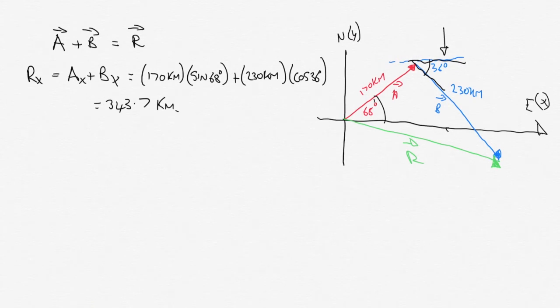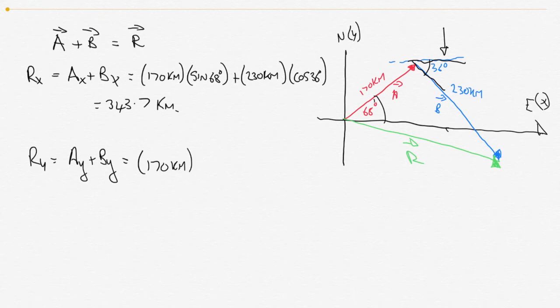Okay, the y component then. So the y component of our resultant vector is going to again be the y component of A plus the y component of B. So what are our y components? Well, the y component of A is 170, the length of vector A, times now the cosine of 68 degrees, which is the angle that it makes with the x-axis here, which we've shown already.